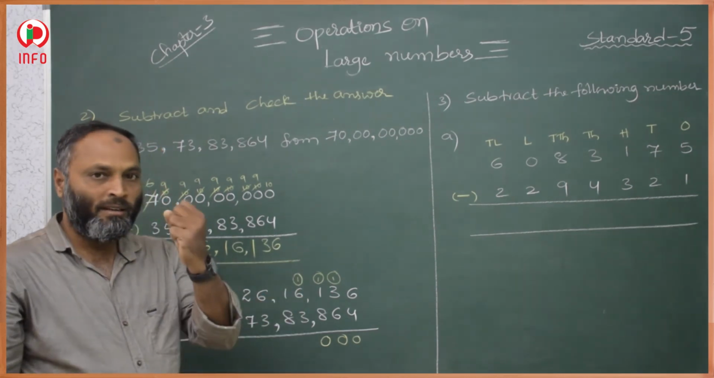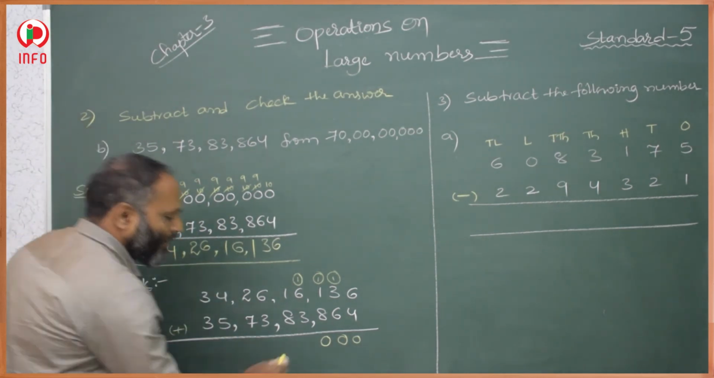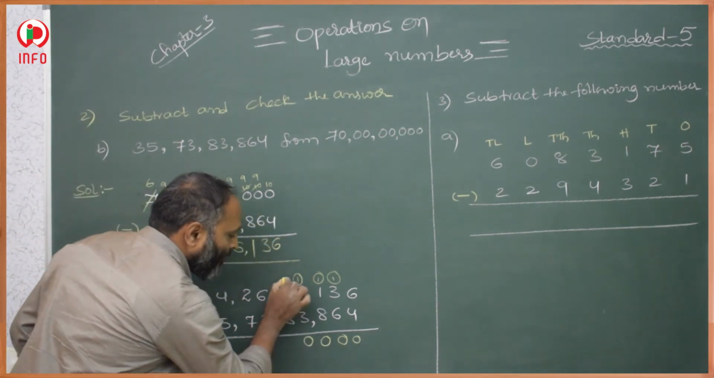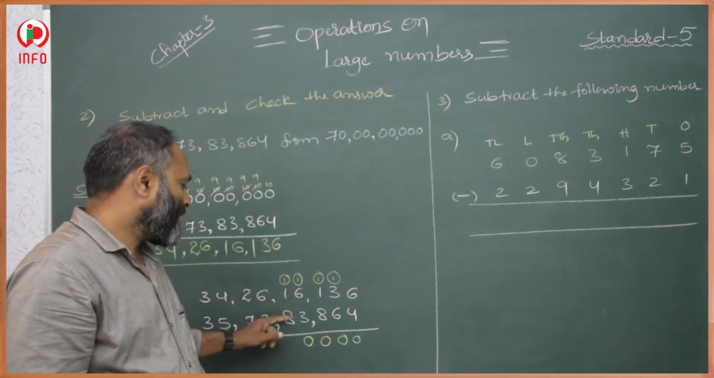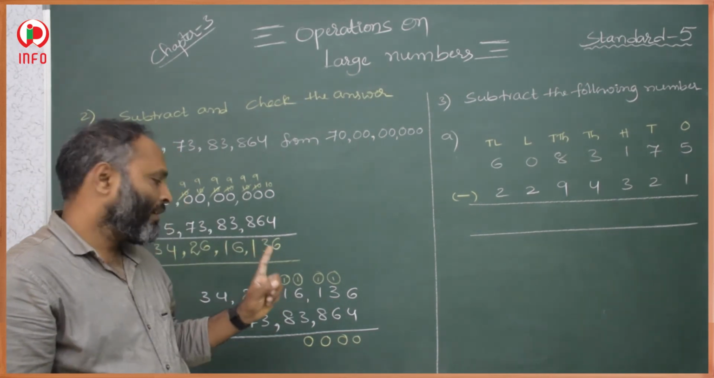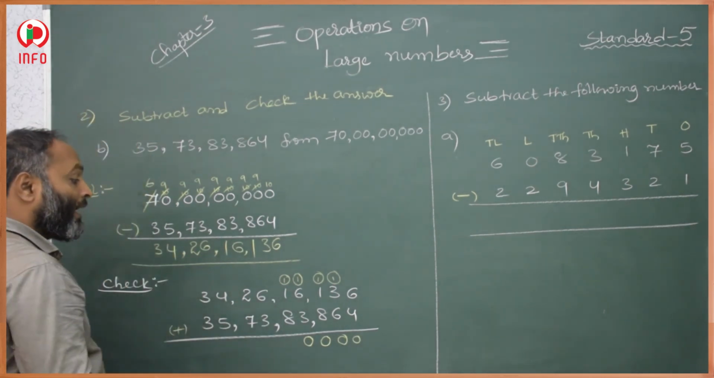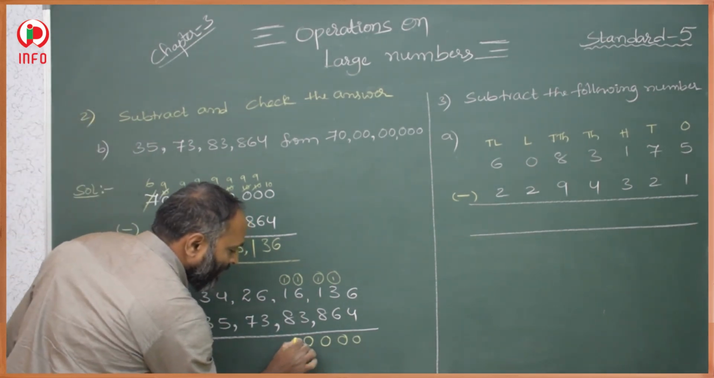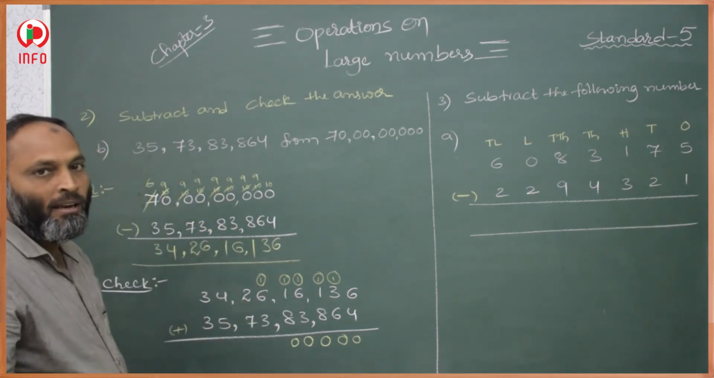7 plus 3: 8, 9, 10. 10 is also a double digit number. Then 0 here and 1 here. And after that, 8 plus 1, 9. 9 plus 1, 10. 10 is a double digit number. In a double digit number, we keep 0 exactly at the 10,000s place, and 1 at the very next place, that is the lakhs place.